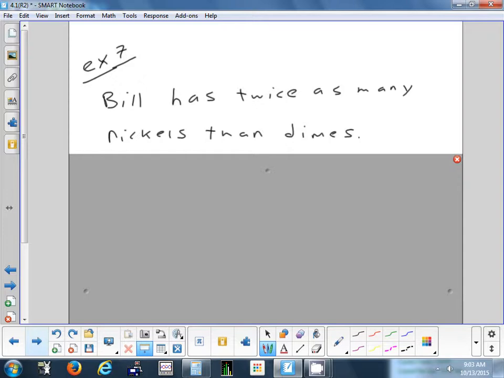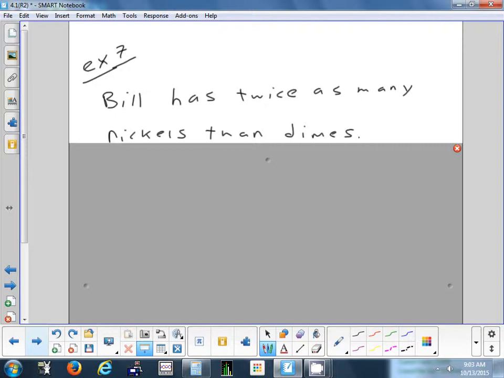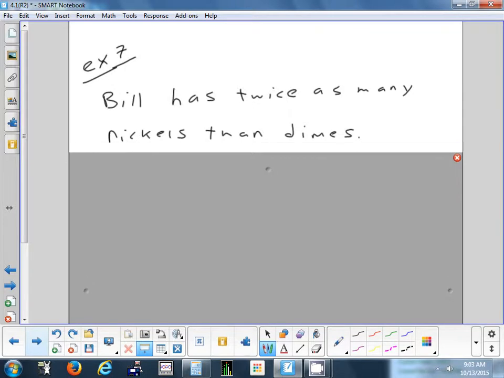Whenever you have 3 things, don't even look at the second sentence right away. It's just going to confuse you. Just read the first sentence. Bill has twice as many nickels than dimes.